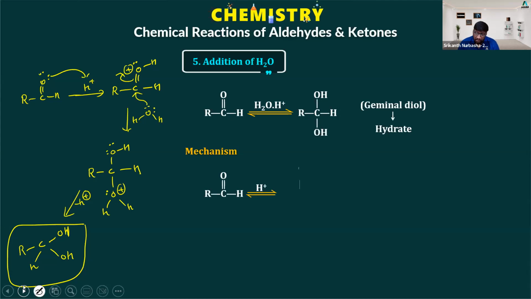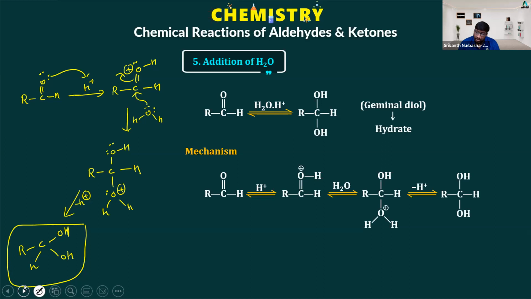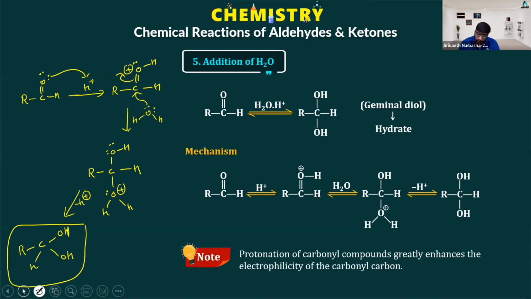Same mechanism, R-C double bond O, H plus. Protonation of carbonyl compounds greatly enhances the electrophilicity of the carbonyl carbon. Obviously, if you do protonation, that will increase the electrophilicity of the carbon. So weak nucleophiles can also attack.